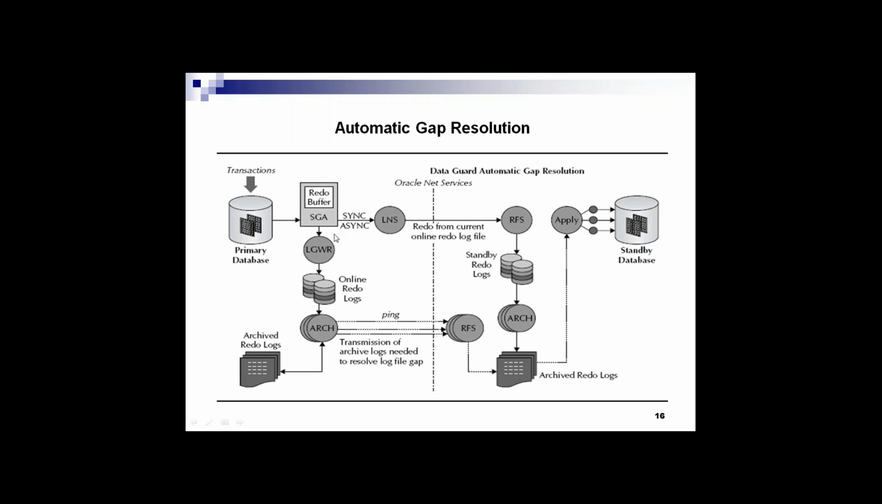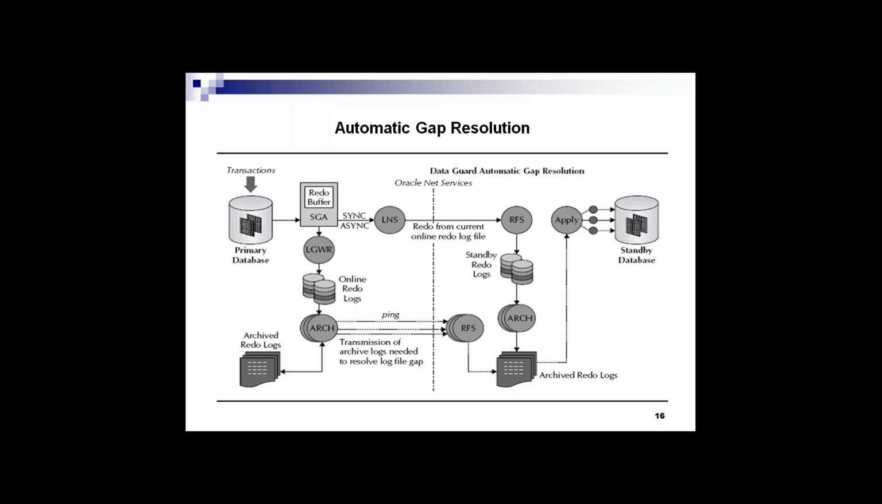Now suppose you are using async, where the archive logs have been generated. Here we have an archive process that keeps pinging the RFS process running on the standby side. If any archive log has not been transferred to the standby side, it will transfer those archive logs, and the RFS, the remote file server, picks those archive logs from the primary and they get applied on the standby side.